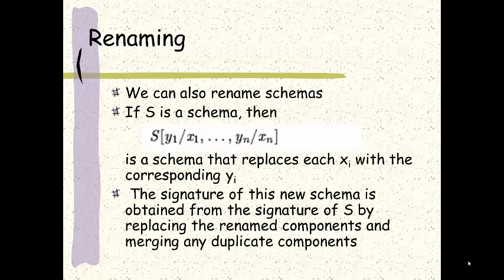You can also rename schemas in Z. This isn't frequently done, but if S is a schema, then S[Y1/X1, ..., Yn/Xn] basically replaces each X sub i with the corresponding Y sub i. The signature in the new schema is obtained from the signature of S by replacing the renamed components and merging any duplicate components. And again, in practice, you don't see that very frequently.